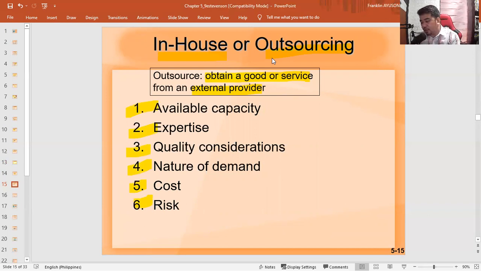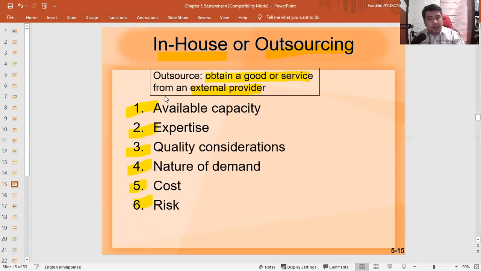Most of the time, these are crucial decisions for operations managers because, for example, instead of expanding their operation, they choose to maintain the status quo in the number of their capacity. While the demand may exceed the level of output or supply that we can produce, the surplus will just be outsourced from an external supplier. Kaya ang tanong diyan, should we continue to outsource, or should we try to expand our operation?